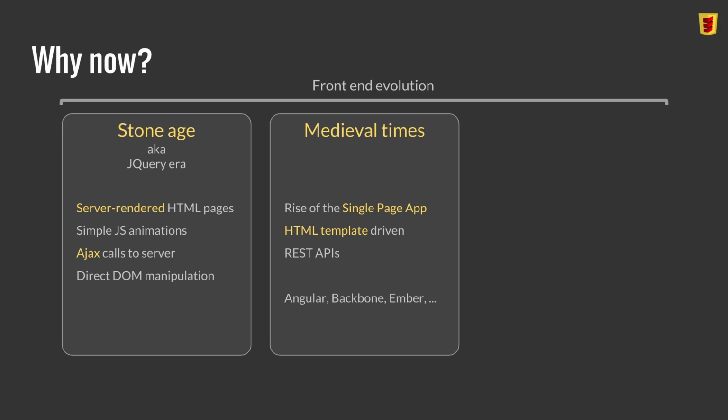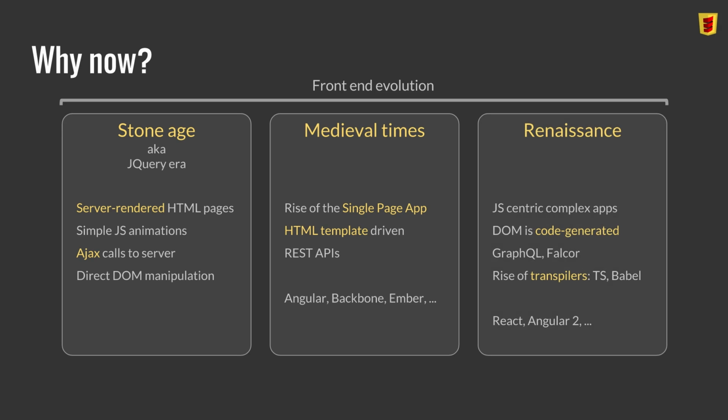But of course, complexity grows, applications grow, and people start to see the limitations of this approach. So we get new architectures like React, which is much more JavaScript-centric, where everything is now JavaScript. Even the DOM is being generated in JavaScript, just like in my example, where the code is generating the DOM. It's not an external HTML template anymore. We also see new ways of interacting with the server. It's not just the REST API, it's much more JavaScript friendly, with GraphQL, Falcor, or other things.